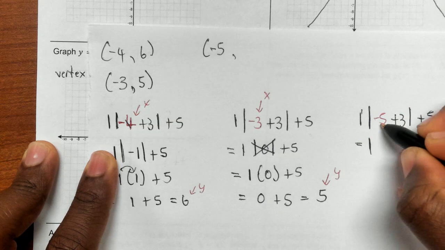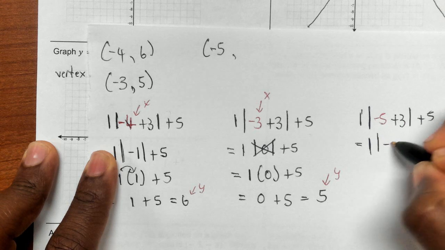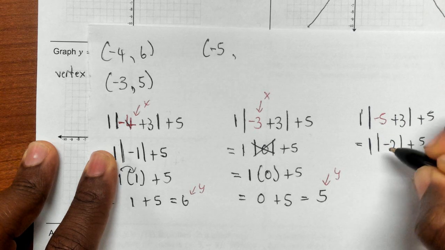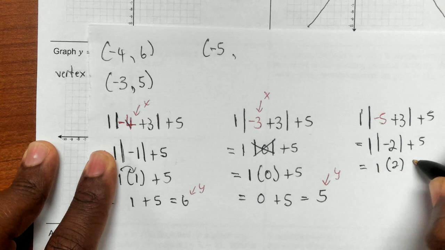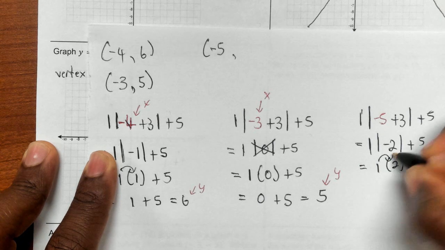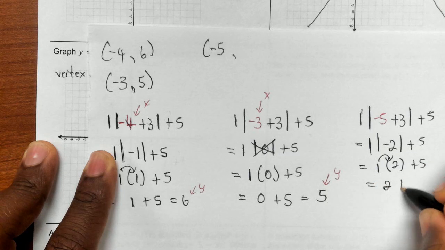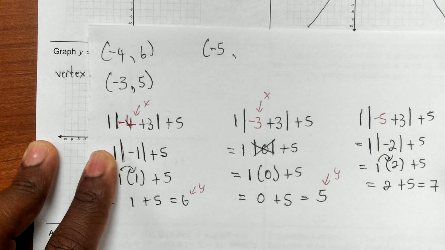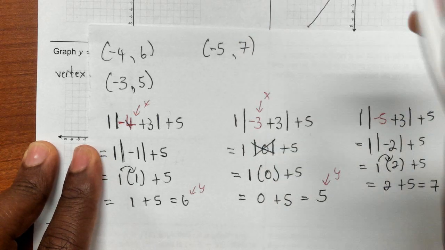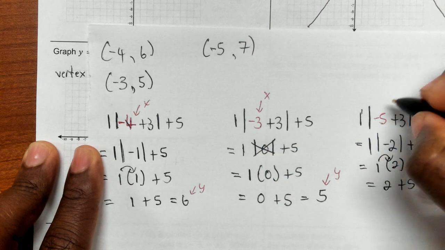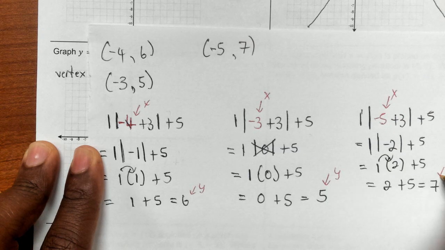So we'd have 1, negative 5 plus 3 is negative 2, plus 5. The absolute value turns this number into a positive number. Plus 5, 1 times 2 is 2, and 2 plus 5 is 7. So that means when I plugged in negative 5, I got 7 as the y value. So again, this was the x, this was the y.